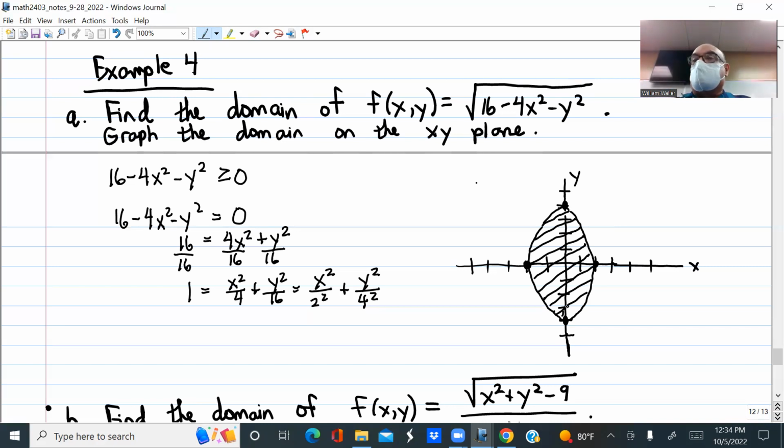Because what's going to happen, Elijah, if you pick anything out of this region, plug the x and y coordinates in, this radicand will turn out to be non-negative. Do you not trust me there? Try 1, 1, for instance. That's definitely in that region, right? Plug 1 in for x and 1 in for y. You're going to get 16 minus 4 minus 1. So I think that'll be 11, right? But the square root of 11 is positive. So you're okay, right?